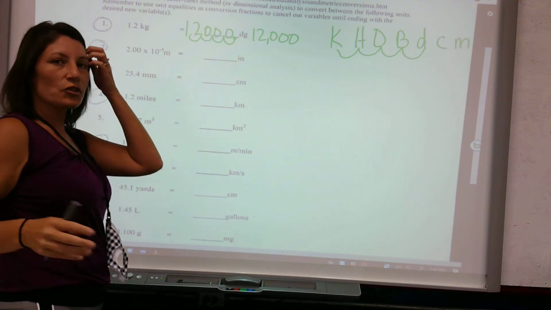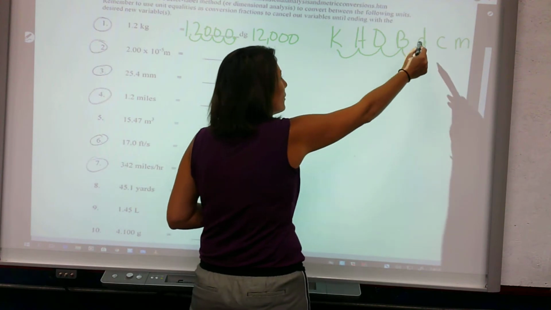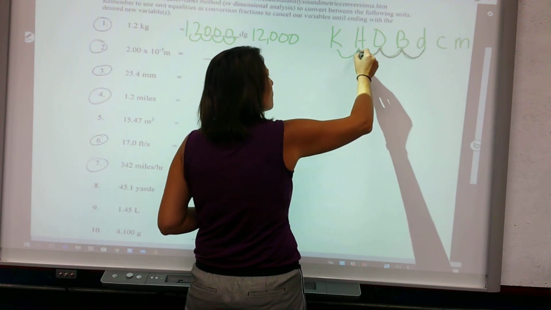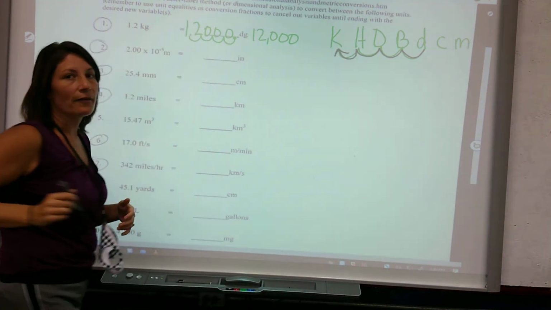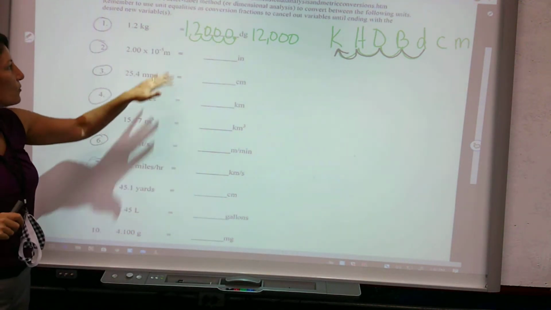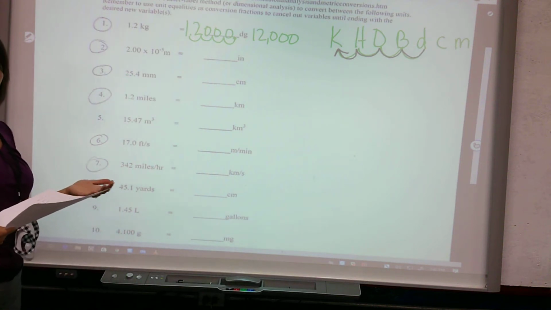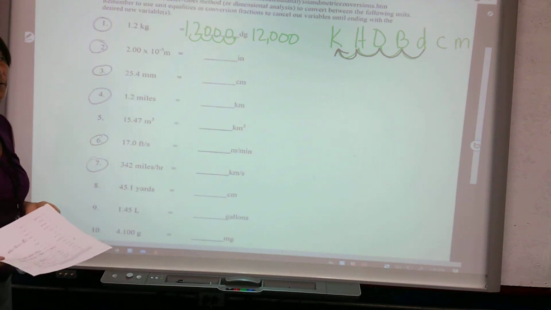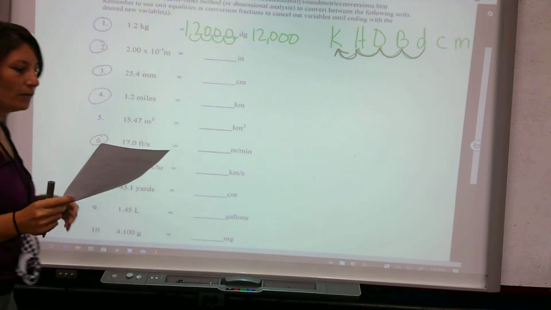Now, a lot of kids were just moving decimals back and forth. If I would have gone from deci to kilo, I would have gone 1, 2, 3, 4, and I would have moved the decimal to the left. So these that we're getting ready to do, you can't move decimals around. You have to know, am I going to multiply, am I going to divide? And especially when we get into some that have several steps involved.